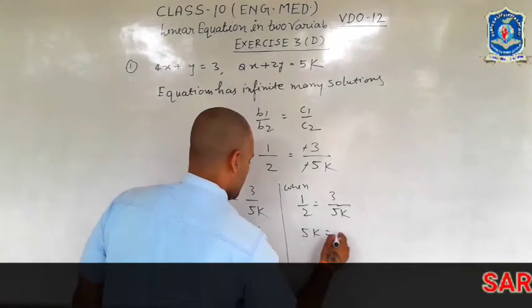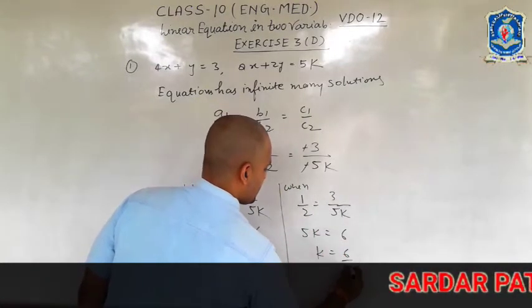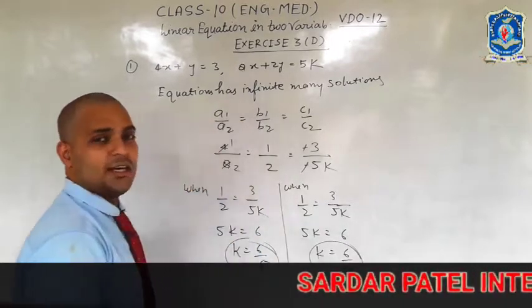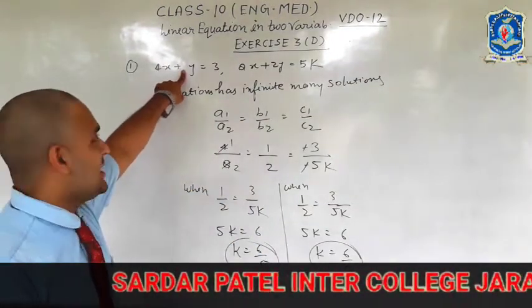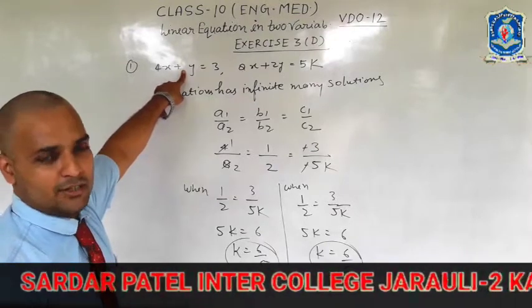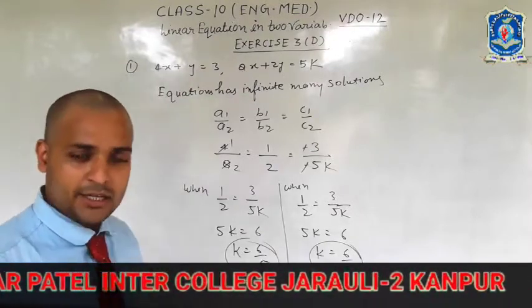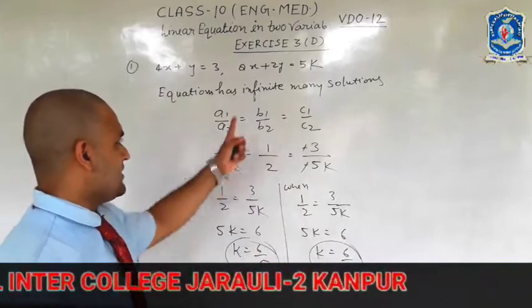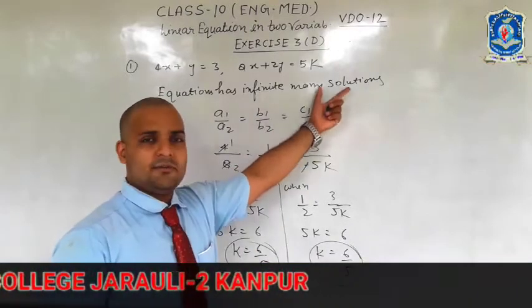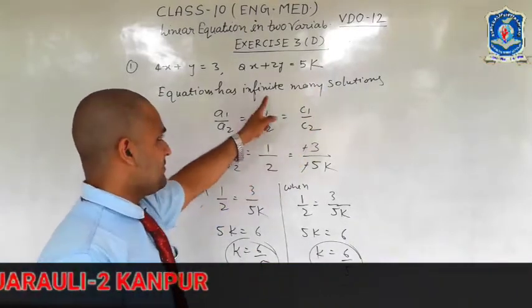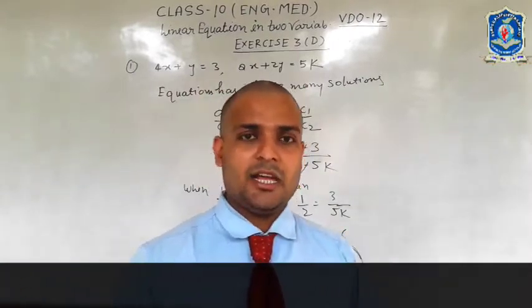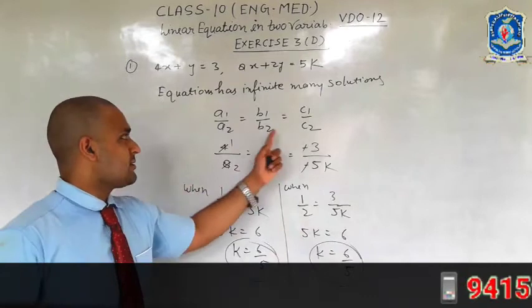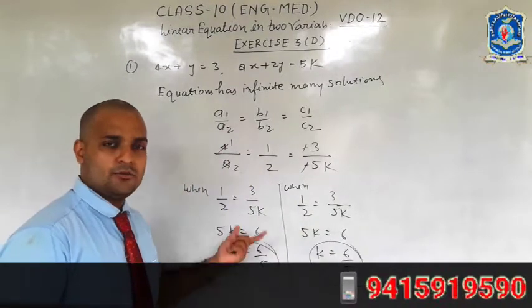5k is equals to 6. Then k is equal to 6 by 5. You got it? Because this was the mistake. Here I put 3, but there is only 1 in your question. Okay, this is the method. This is the point that we will remember: infinite many solutions, unique solutions, or no solutions. Apply that and solve the value for k.